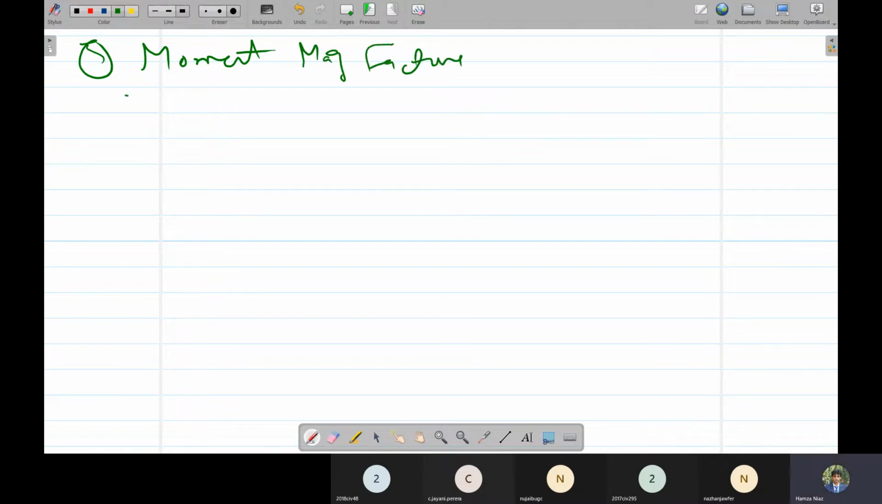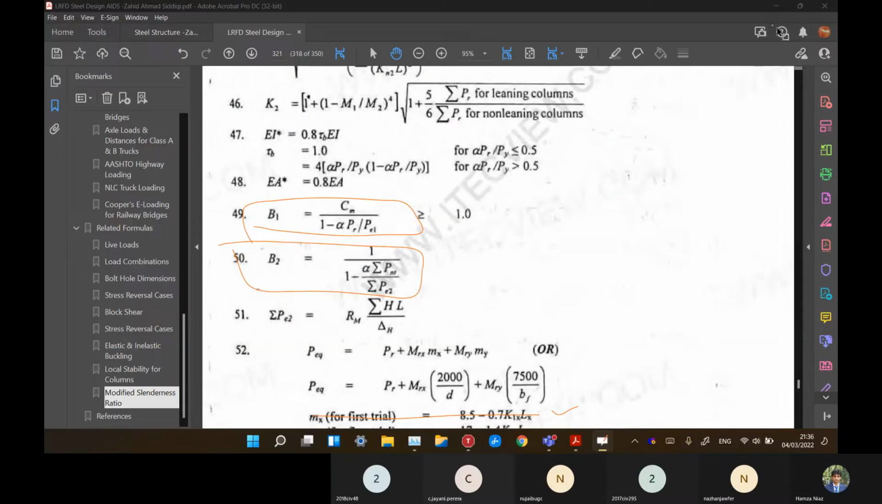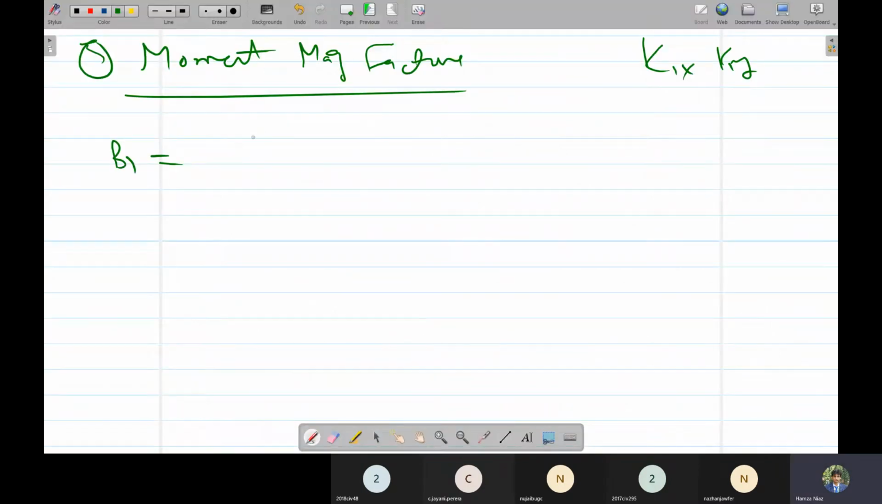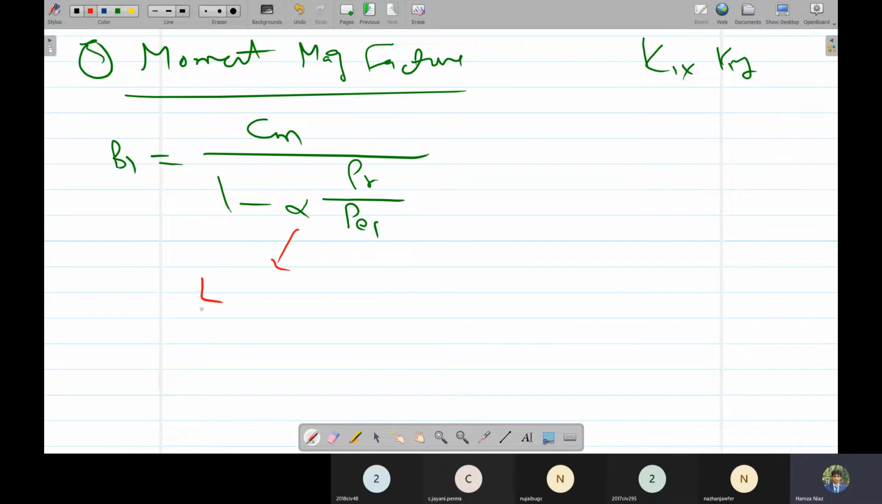If only the analysis problem was given, then we'll directly start from here. Also, we have to find K1x, K1y. In that case also, that is small. Two regression factors. C1 is Cm over 1 minus alpha PR over PE. So alpha we know as 1 for LRFD, equal to 1.6 for ASD.